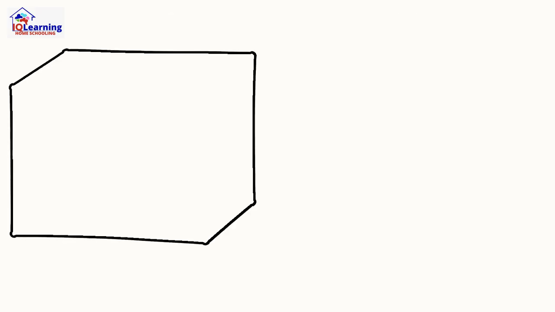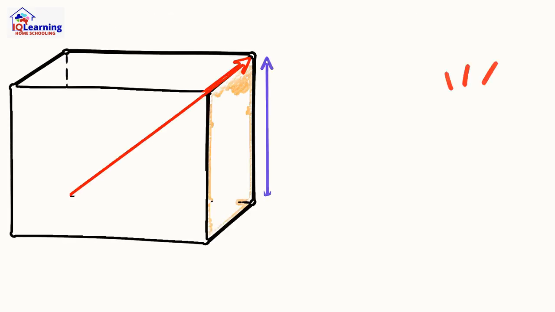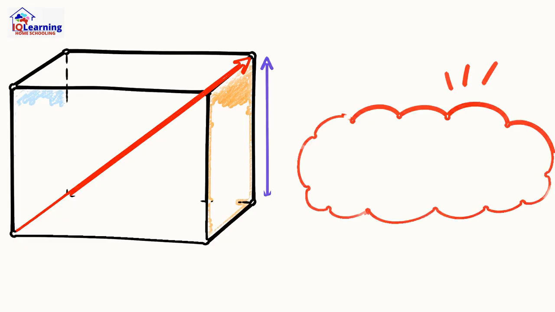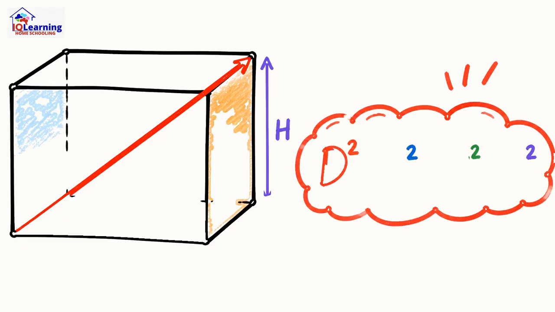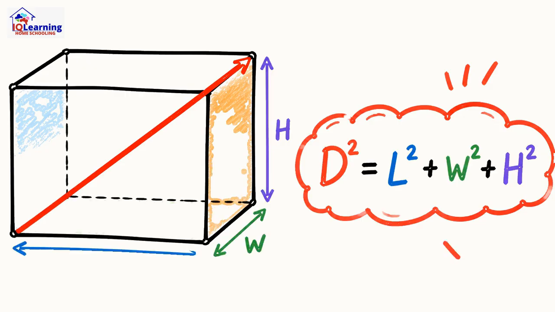The shortcut formula is elegant. The diagonal squared equals length squared plus width squared plus height squared. You just square all three dimensions, add them up, and take the square root.